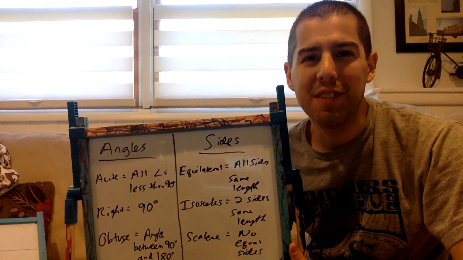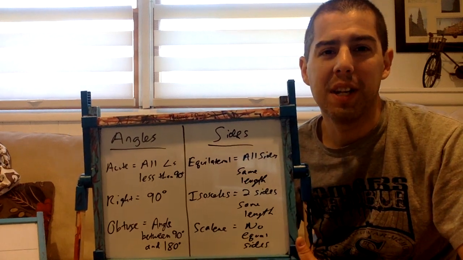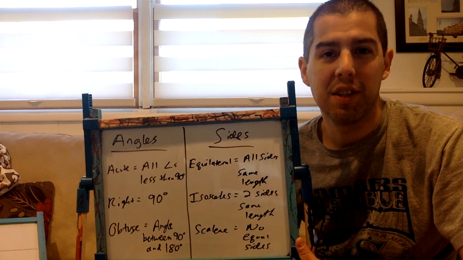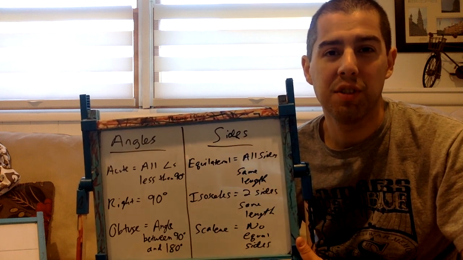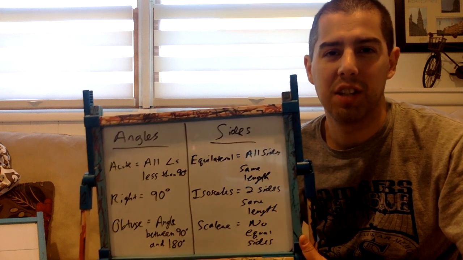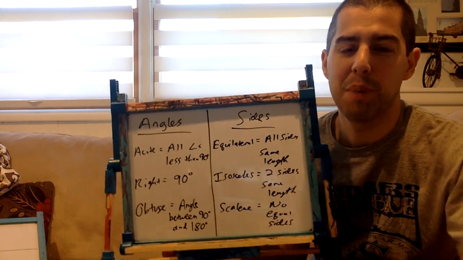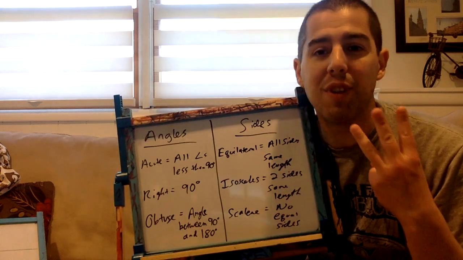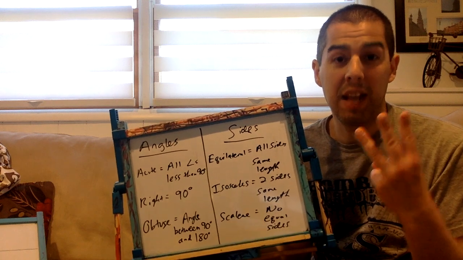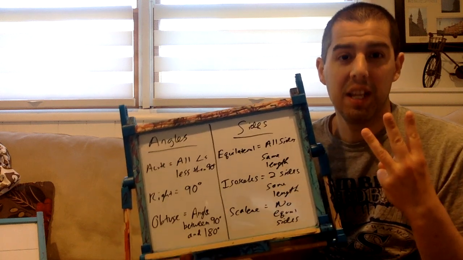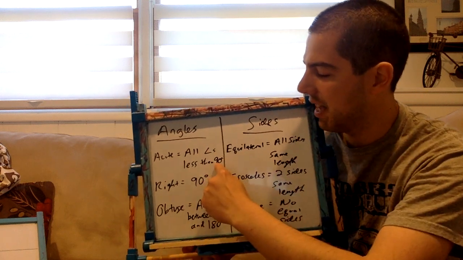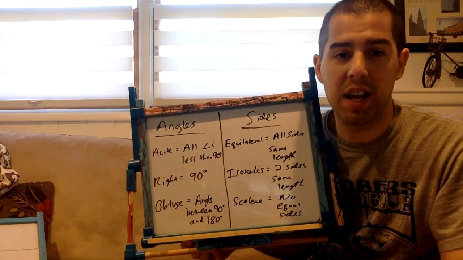Hey everybody, when you're classifying triangles, you can classify them in two ways. You can classify them by what their angles look like and by what their sides look like. When you're classifying triangles by their angles, there are three angles in a triangle, and there are three sides on a triangle. If all of the angles are less than 90, it's an acute triangle.